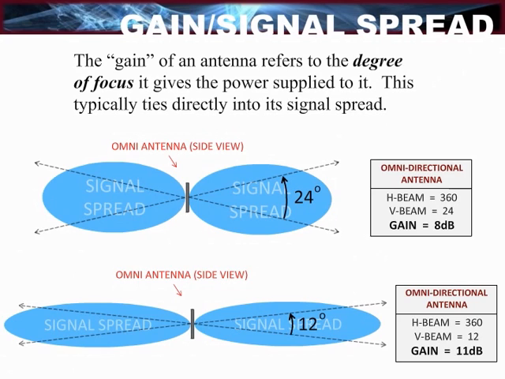Since the focus is doubled, it effectively doubles the radiated power at the horizontal orientation. Since the radiated power at the horizontal is effectively doubled, this implies that the gain of the antenna, which is measured in dBi, is increased by 3, giving the antenna on the bottom a gain rating of 11 dBi.